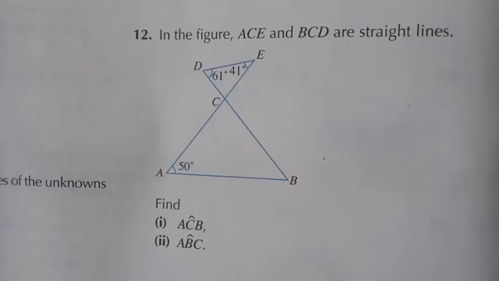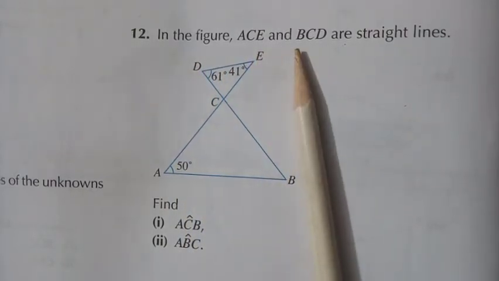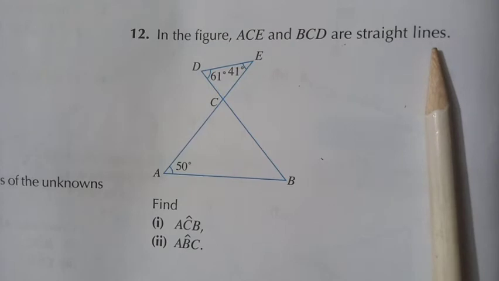Right? Now question number 12, statement of the question is, in the figure ACE and BCD are straight lines.